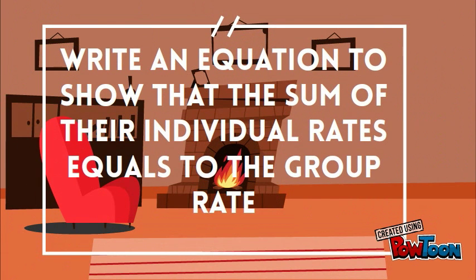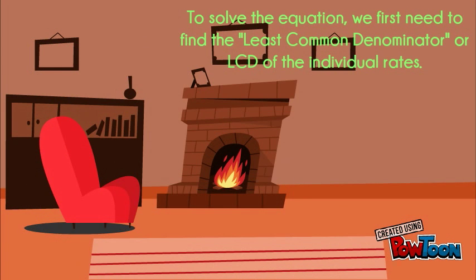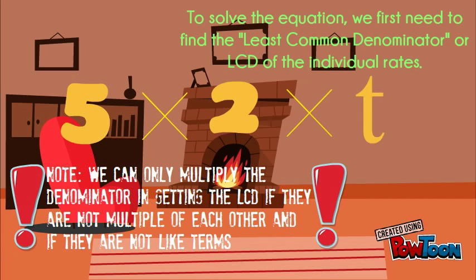Write an equation to show that the sum of their individual rates equals the group rate. 1 over 5 plus 1 over 5 plus 1 over t is equal to 1 over 2. To solve the equation, first we need to find the least common denominator, or the LCD, of the individual rates. We can get it by multiplying 5 by 2 by t. Note, we can only multiply the denominators in getting the LCD if they are not multiples of each other and if they are not like terms.